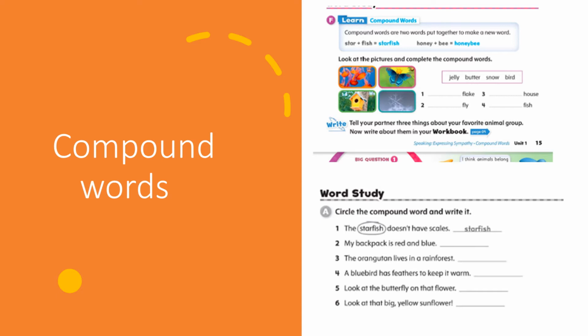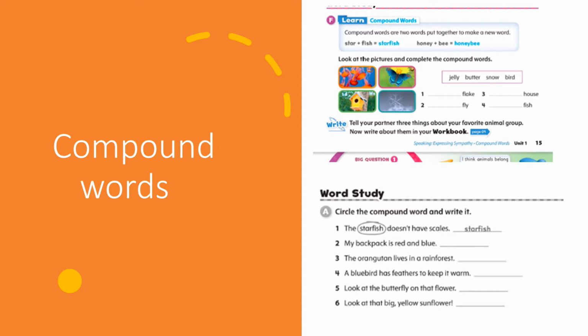Okay, students, come to page number 9 of your workbook and come to the exercise of compound words. Number 1 is already done for you. Number 2, my backpack is red and blue. So what do you think? Which one is the compound word in this sentence? Yes, backpack. So you need to circle that word backpack and write backpack in the blank.